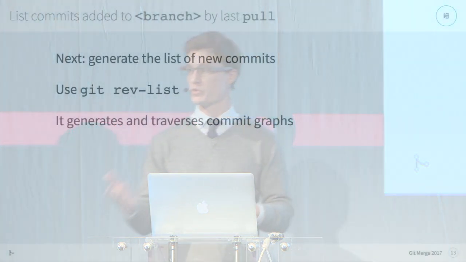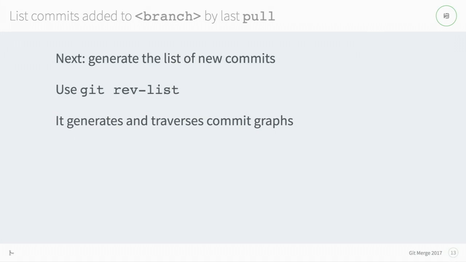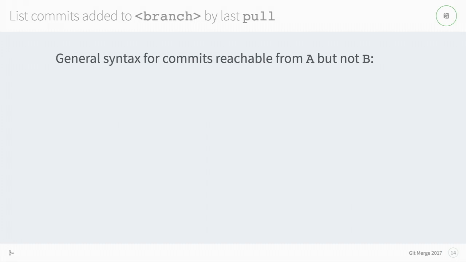Okay, so what is git rev-list? It generates and traverses commit graphs. You're not going to be using it much in your day-to-day life with Git on the command line, but it's a useful one to know, or to look up. And it's what we're going to use in order to get this list of commits.